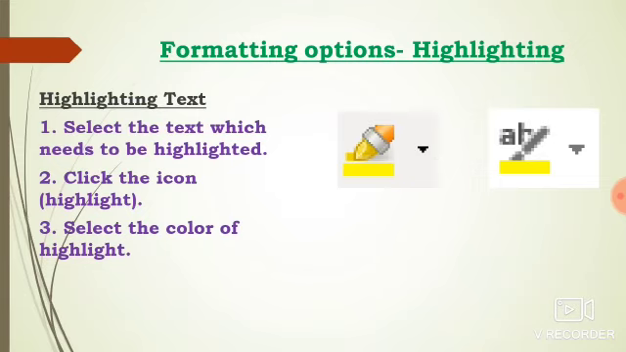Okay, next we are going to see how to highlight the text. If you are typing a document and want to highlight any word, you can use this option. First, you have to select the text, that is common. Next, click the highlight icon and select the color of the highlight. By default it will be yellow. If you want to change it to another color, you can select that color too.